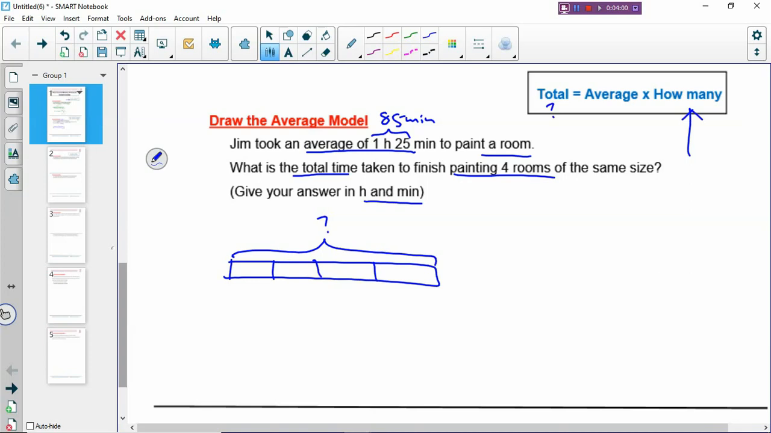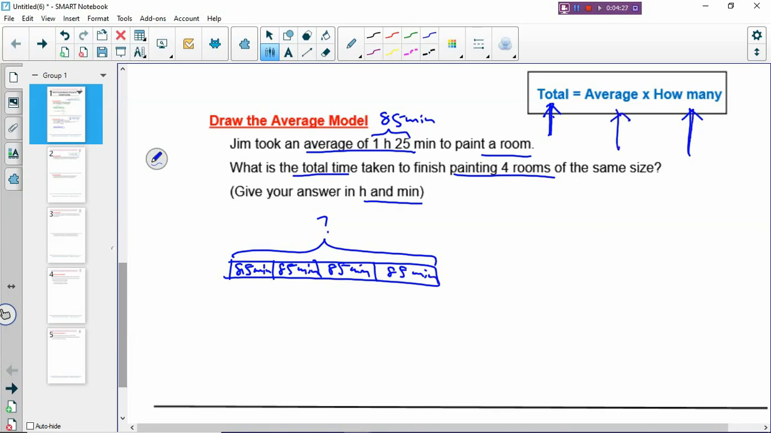You're supposed to find the total time taken. And what's the average? The average is 85 minutes. It means that every room takes the same amount of time. That is called average: 85 minutes per room. So I got the average.